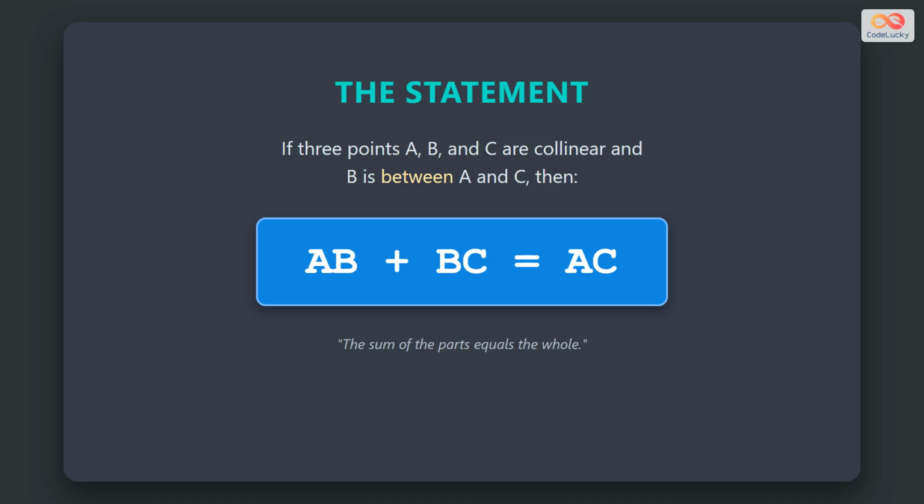Here is the official rule. If 3 points A, B, and C are on the same line, and B is between A and C, then the length of segment AB plus the length of segment BC equals the length of the entire segment AC. Simply put, the sum of the parts equals the whole.